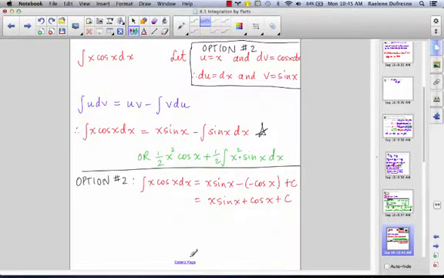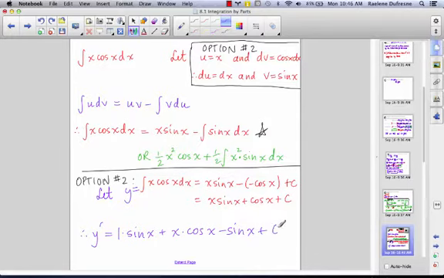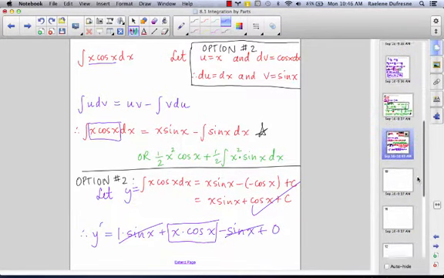And we are going to check our answer by taking the derivative. If we were to let this be y, let y be the function, therefore y prime is the derivative with respect to x of x sine x plus cosine x plus c. So derivative of the first times the second plus the first times the derivative of the second, and then the derivative of cosine x is negative sine x, and the derivative of the constant is 0, and we see that we are left with x cosine x, which is what we had in the original question. So we know that this answer is correct.